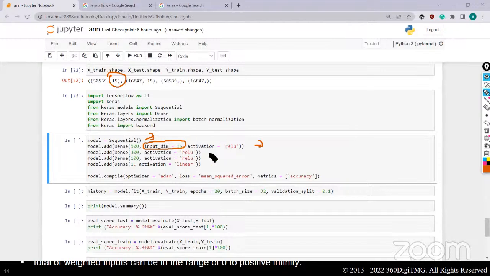All right. And then we are building our layers, and then we are building our final layer. And here we are using linear as our activation function. But since this is a binary classification, let's try with sigmoid. Let's see if it makes any difference.